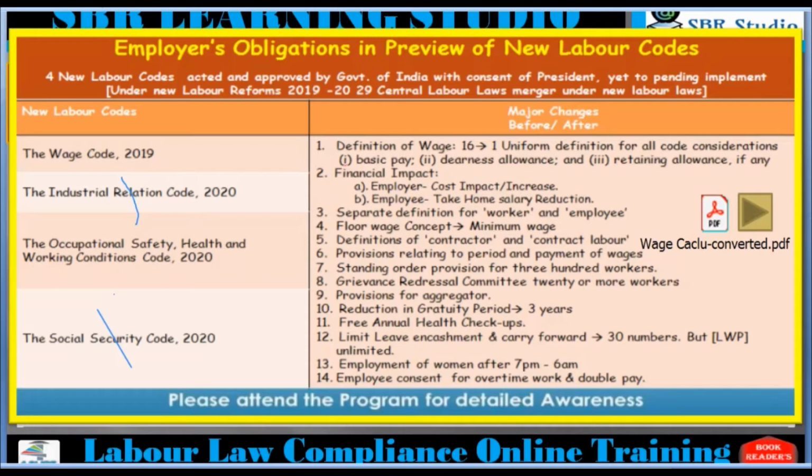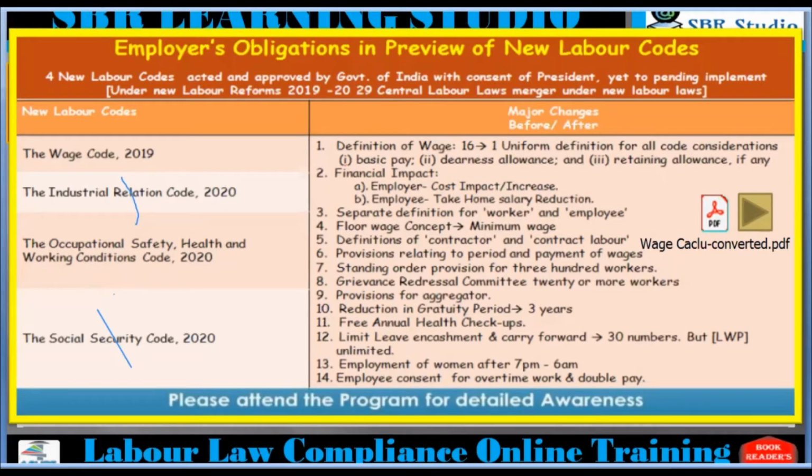Then the provision related to the period and the payment of wage has been revised. However, there are two: the Payment of Wages Act 1936 defines specifically that the employer has to define the payout, how they have to make the payment to the employee. But now it has been specifically provided in the new code that the wages should be paid to every employee within the seventh day of the succeeding month for the pay period.